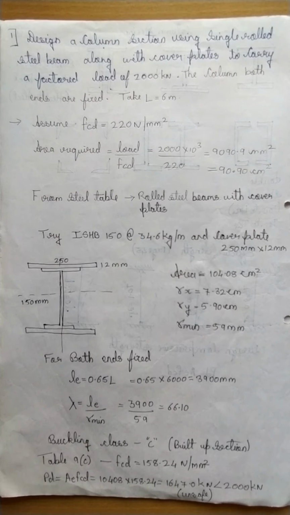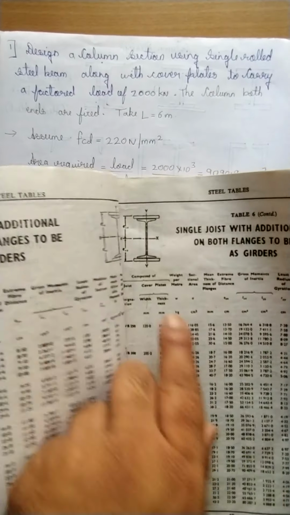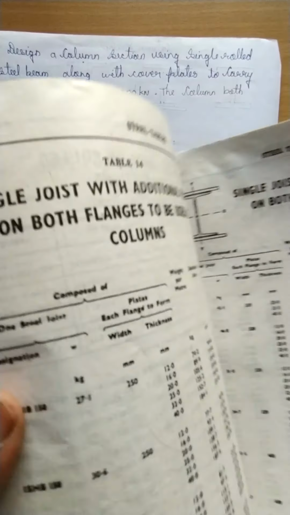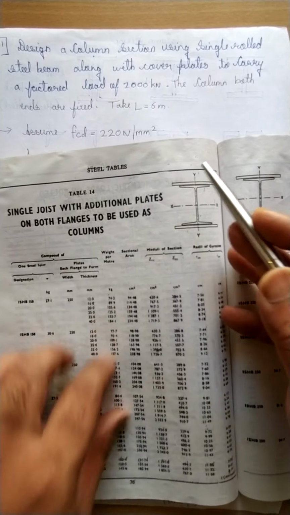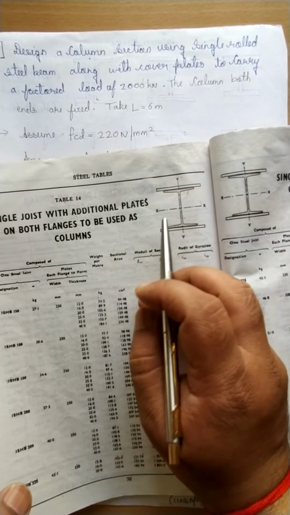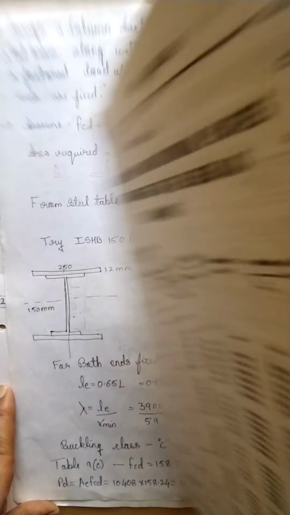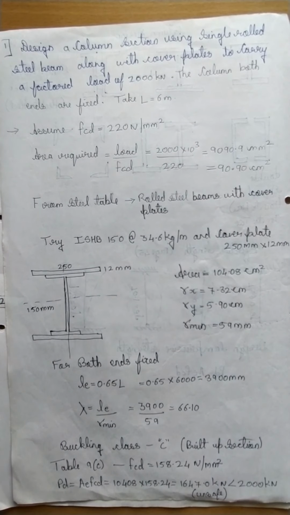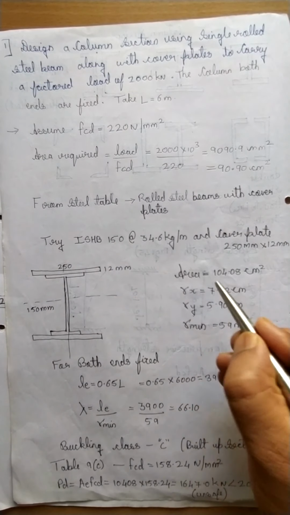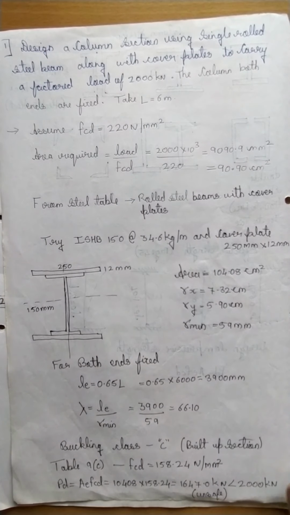Now remember, in the steel table we have two components with I section with plates, so we have to take the one for columns. I will just show it to you. Here you can see I section with plates, but it is to be used as a girder, and here you can see I section with cover plates to be used as a column. So we are going to select a section. I have already selected a column section, I section with cover plate, whose area is 104.08 centimeter square. Rx and Ry are so much and r minimum is so much.